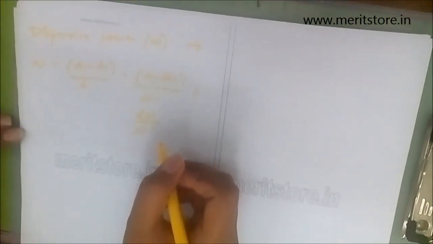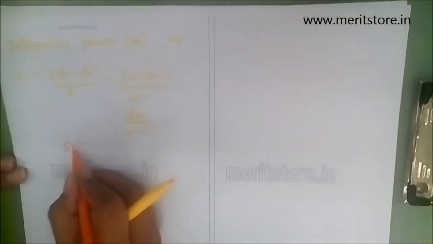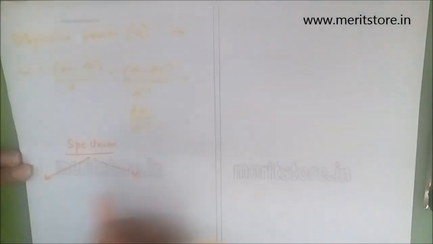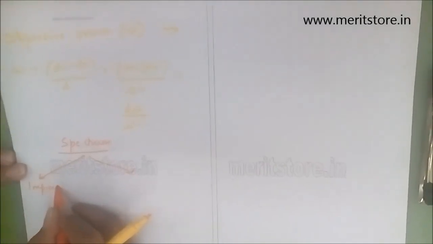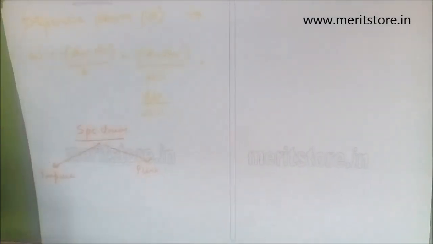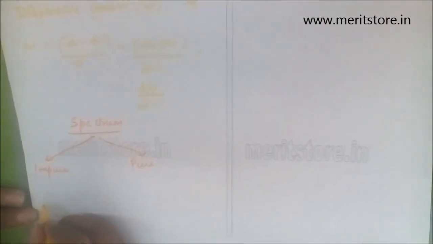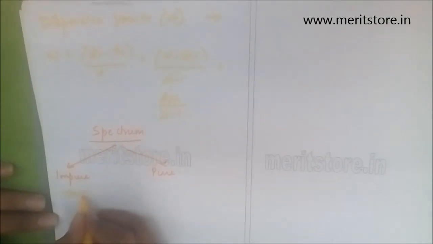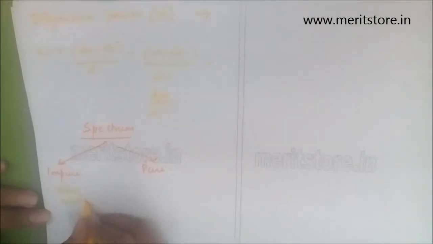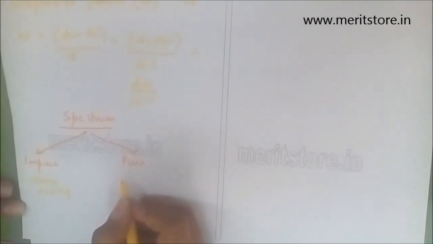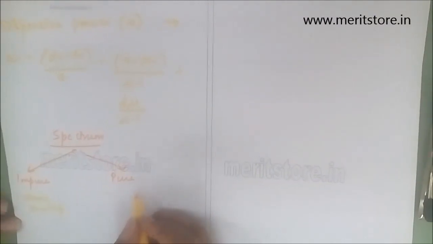The spectrum. The band of colors lying side by side is called the spectrum. There is impure spectrum and pure spectrum. Impure spectrum is a spectrum in which the constituent colors overlap. Pure spectrum is a spectrum in which all the constituent colors occupy different and distinct positions.